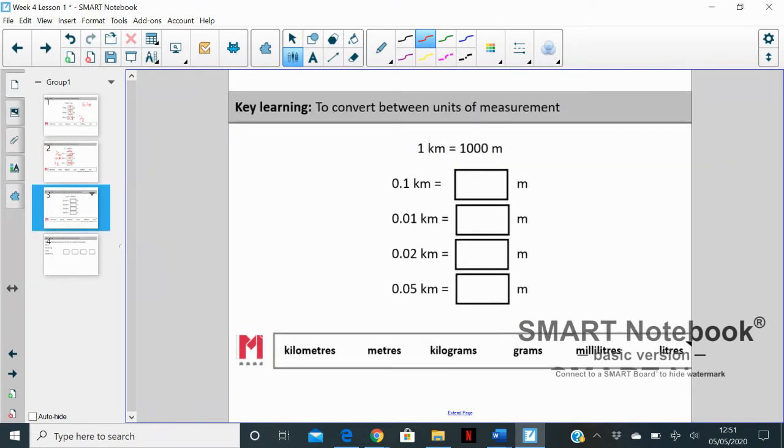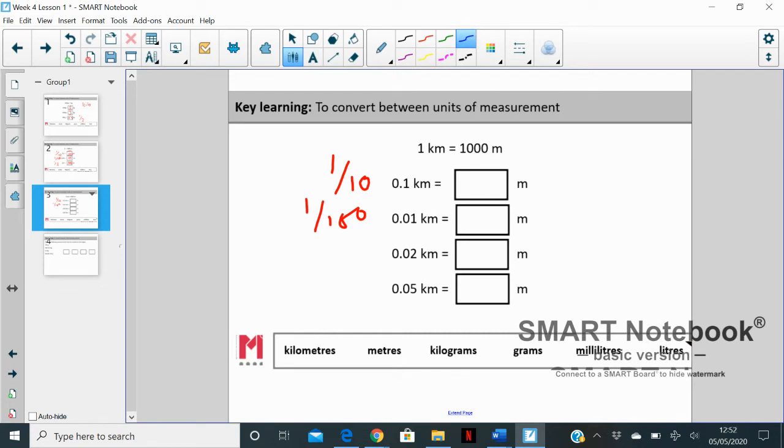Let's see if we can use the same skills to convert meters and kilometers. So like I said before, 1 kilometer is equal to 1000 meters. So it's first asking us to find 0.1 kilometers. That means it's asking us to find 1/10, and then it's asking us to find 0.01. That means it's asking us to find 100th. So for the first one, we need to divide our 1000 by 10. For the second one, we need to divide our 1000 by 100. Pause the video, use your place value knowledge to see if you can find me the answers.